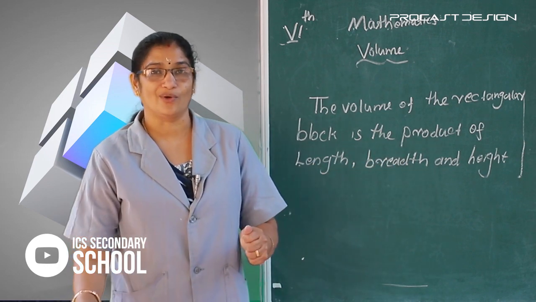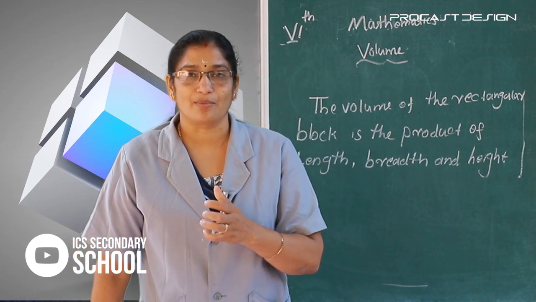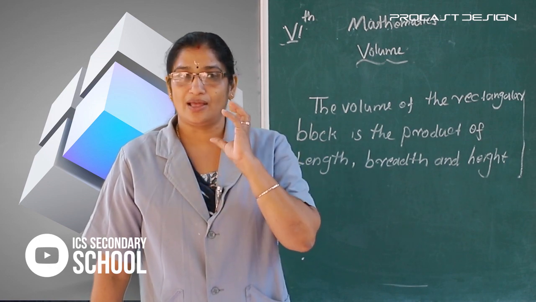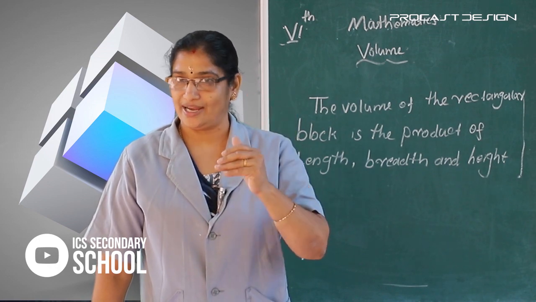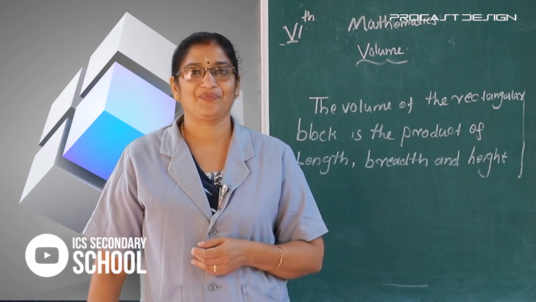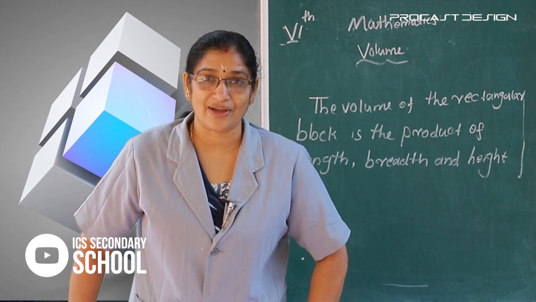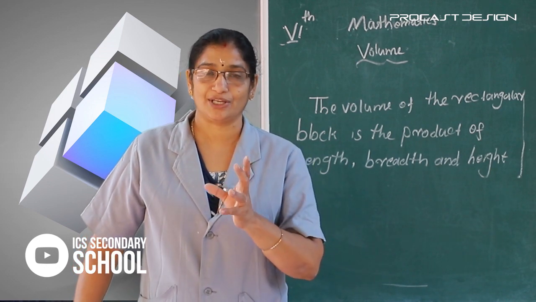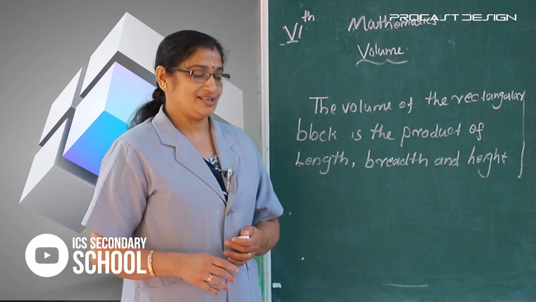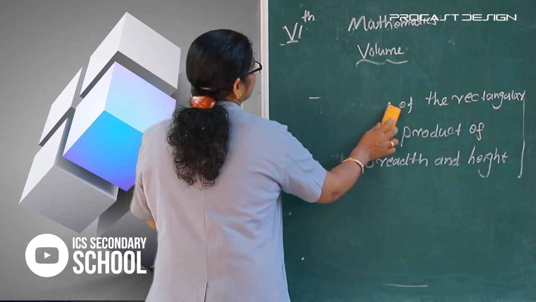How can we find volume? The volume of a rectangular block is the product of length into breadth into height, then we get volume. Okay, do you understand? How can we find volume? Length into breadth into height. Listen, activity.